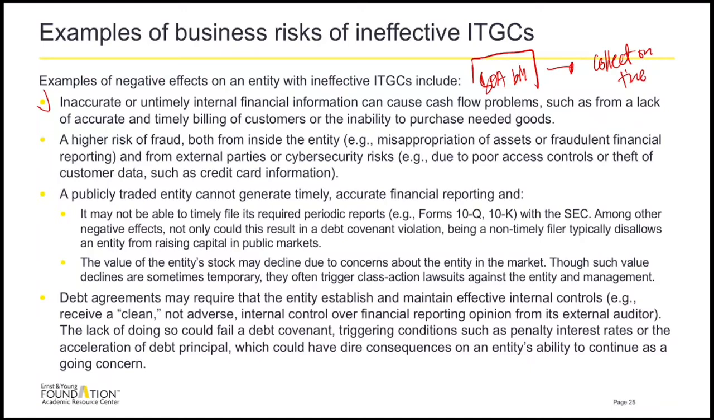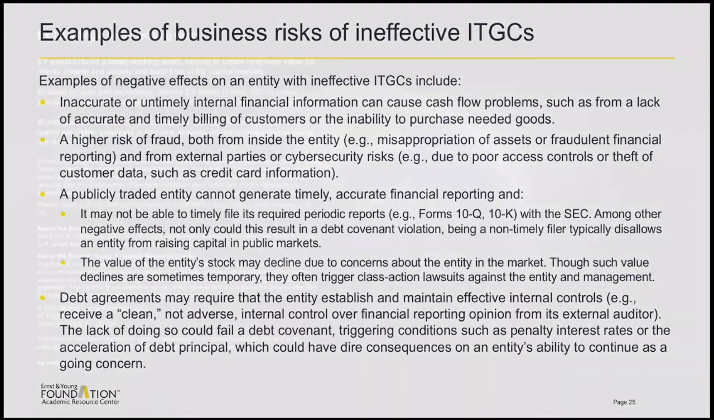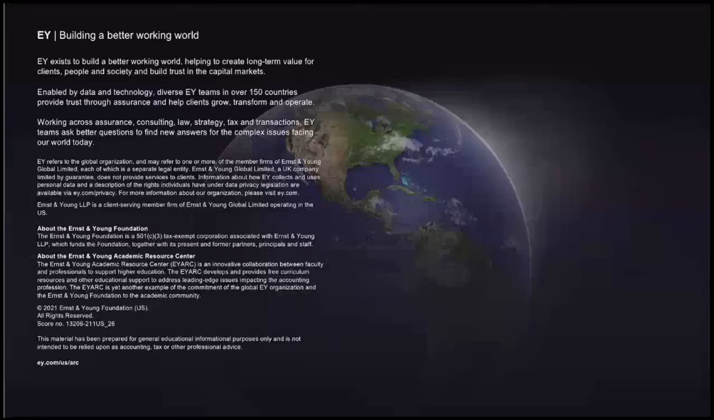Also, debt agreements may require that the entity establish and maintain effective internal controls, for example, receive a clean, not adverse, internal control over financial reporting opinion from its external auditor. And the lack of doing so could fail a debt covenant, triggering conditions such as penalty interest rates or the acceleration of debt principal, which could have dire consequences on an entity's ability to continue as a going concern. Okay, so that's it for part three, evaluating ITGC. So let's move on to the last part.